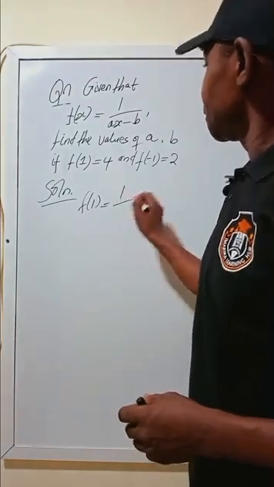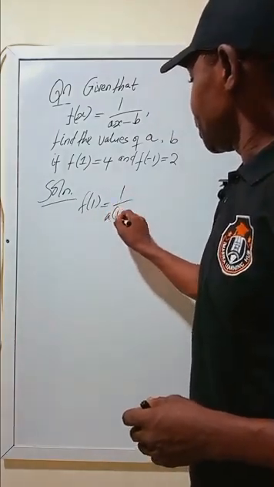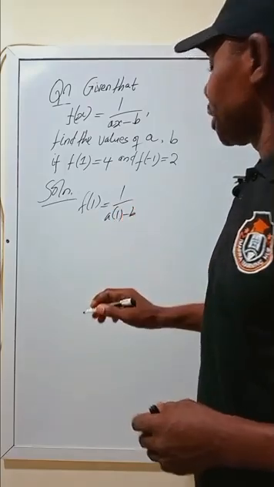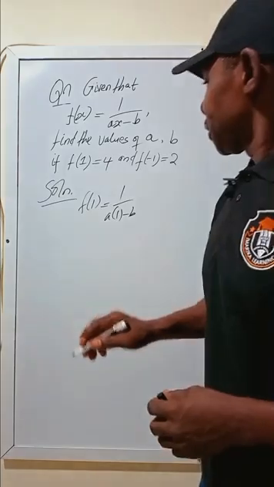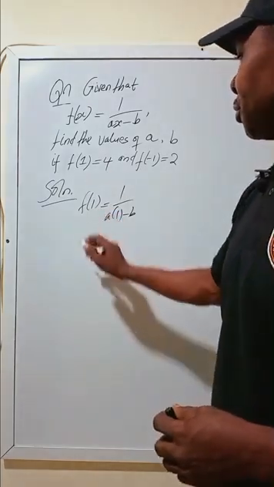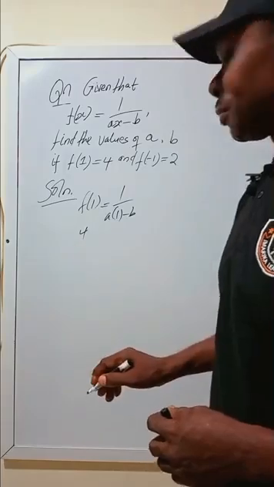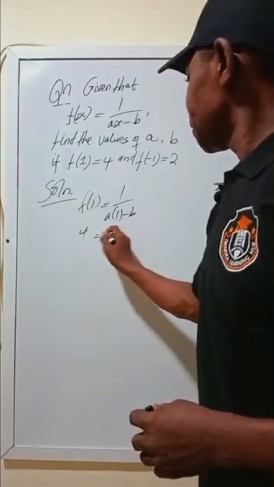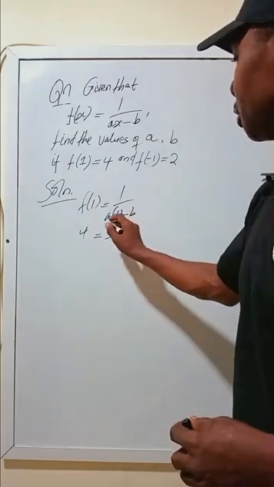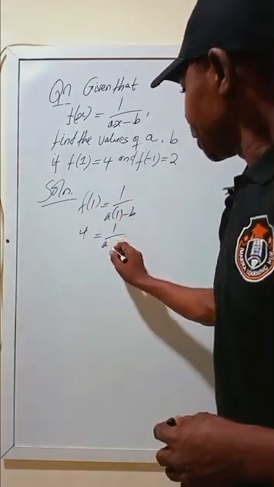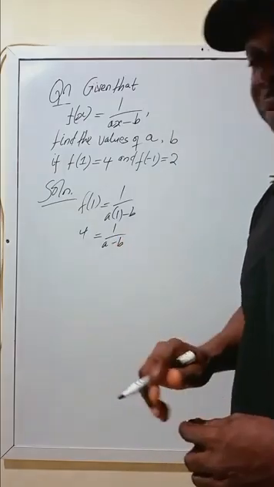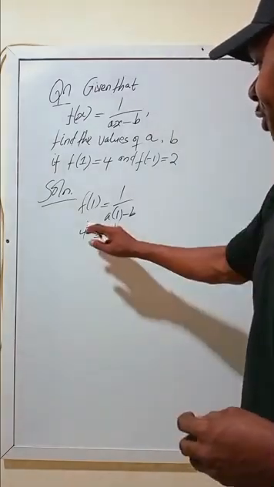will be equal to 1 over a, we put 1 there, minus b. Okay, what is f of 1 according to given information? This is equal to 4, right? So 4 is equal to 1 over a times 1, then minus b. Okay, let's write this equation in linear form.